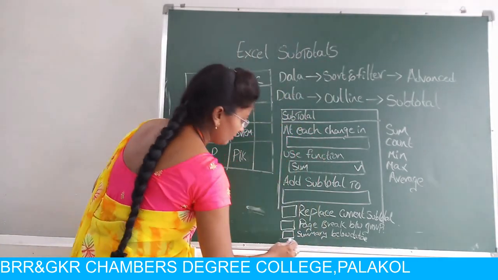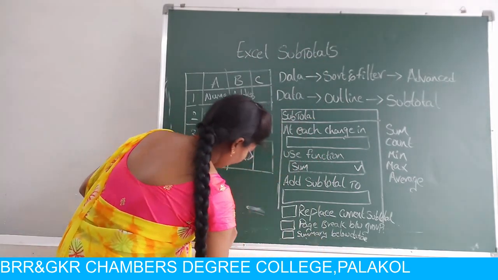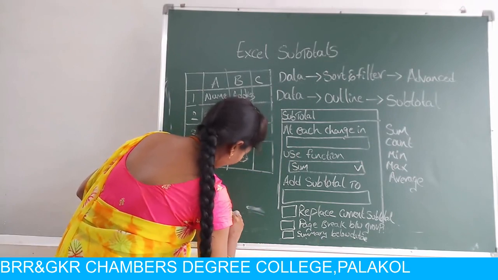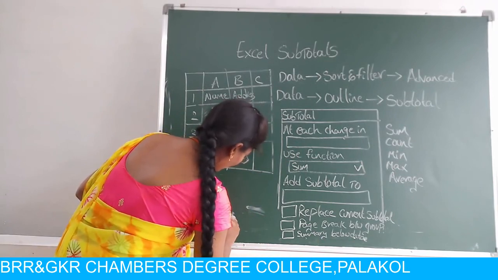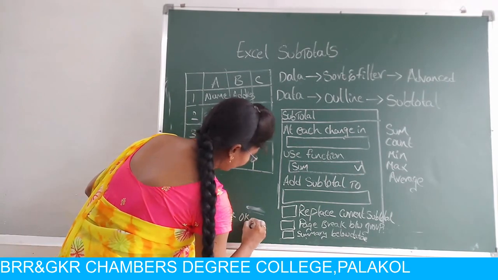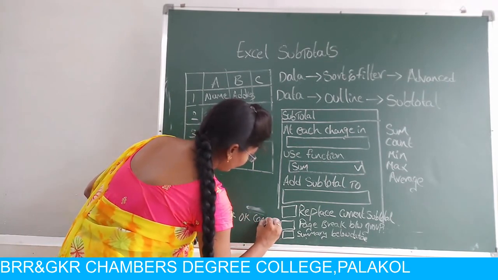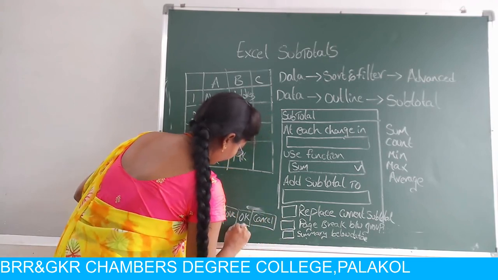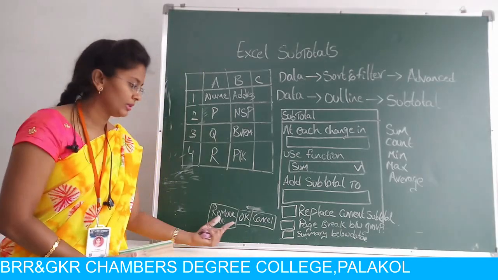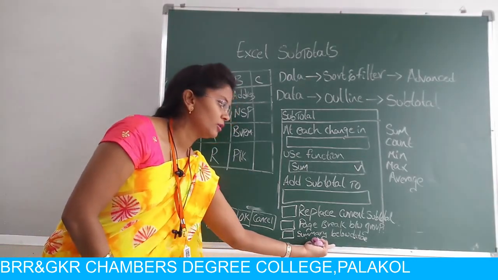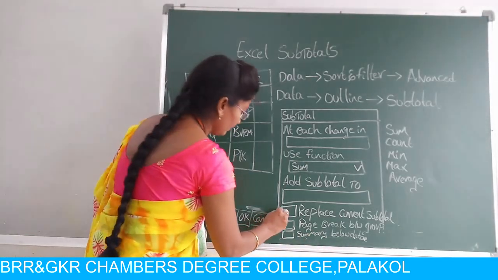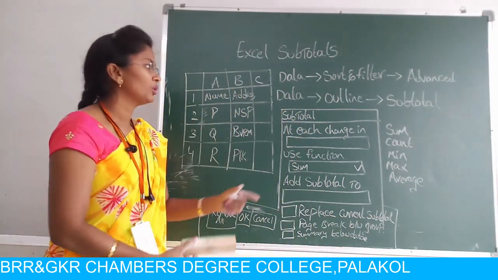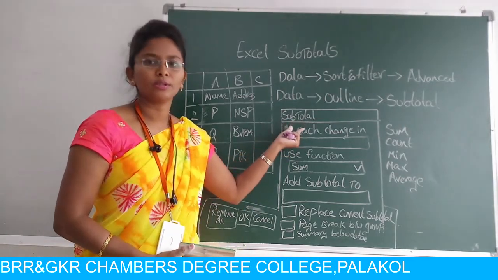You can see the buttons over here. I am writing the buttons: remove all, OK button and cancel button. These are the buttons that appear in this dialog box only. This is the dialog box for Excel subtotals.